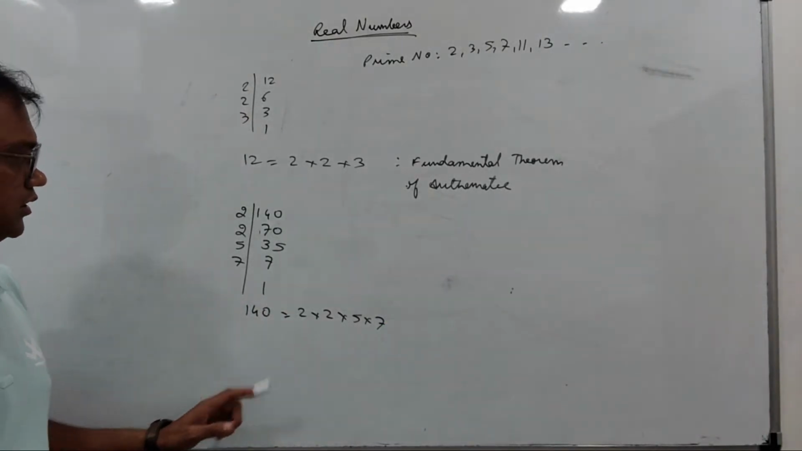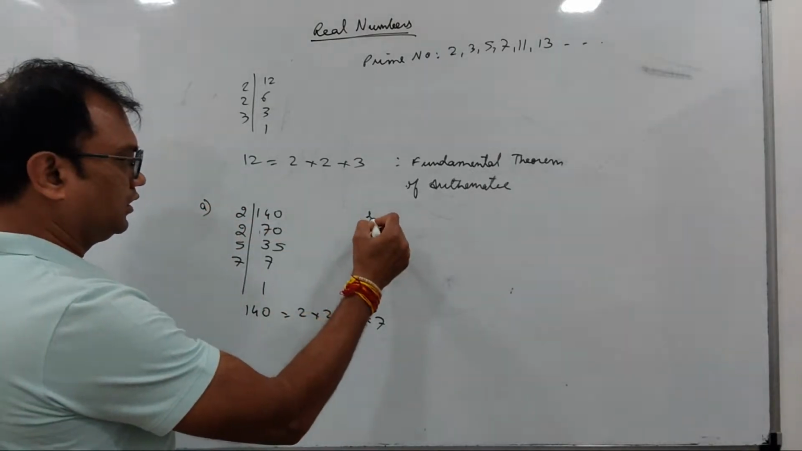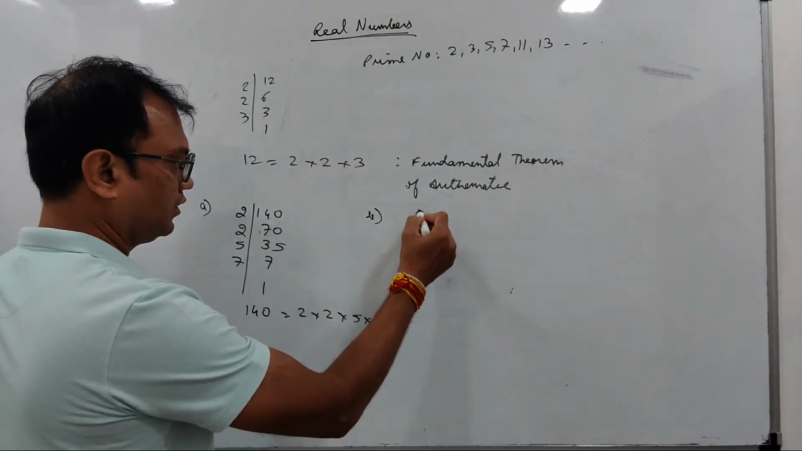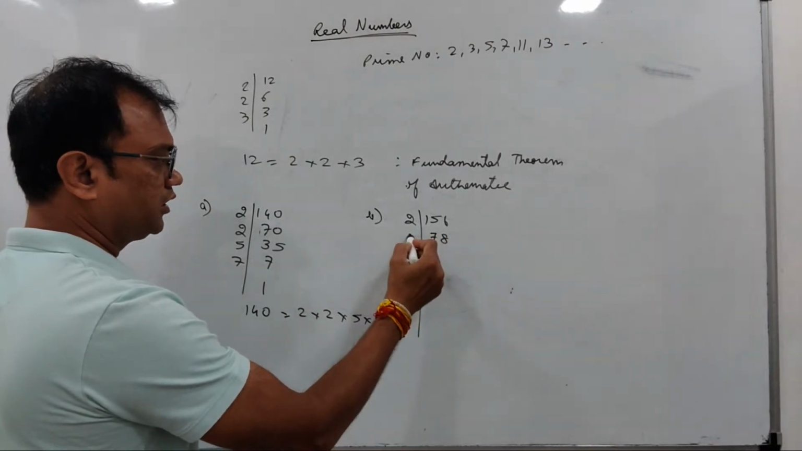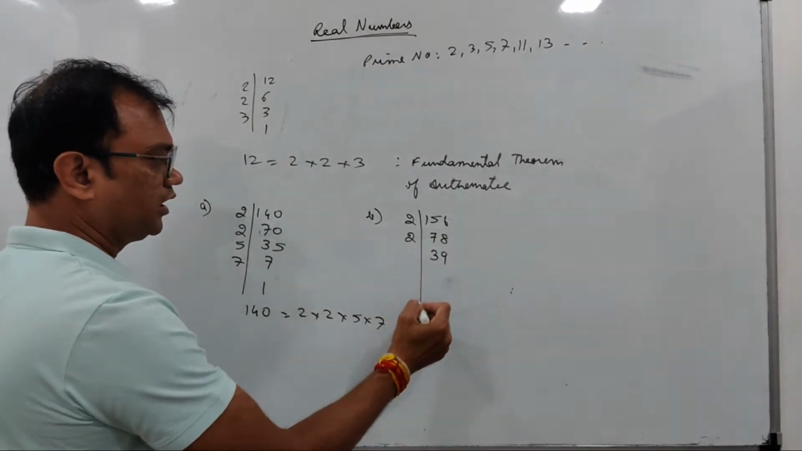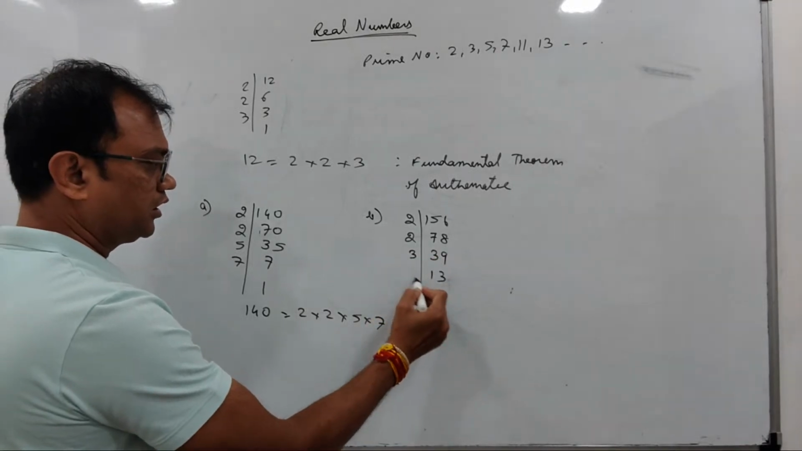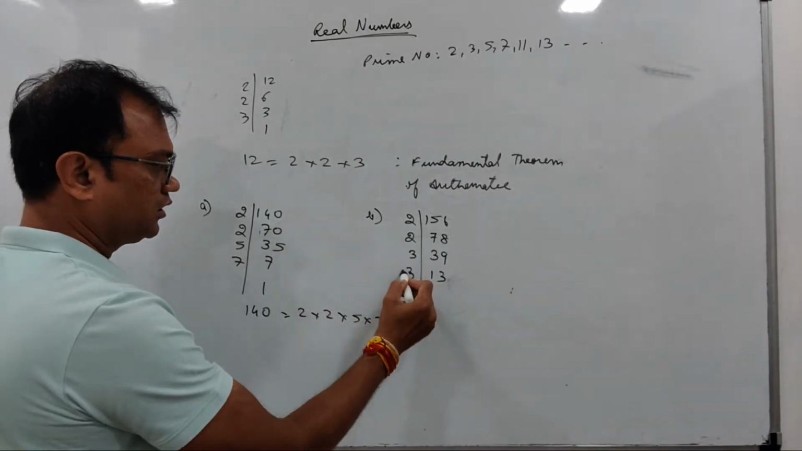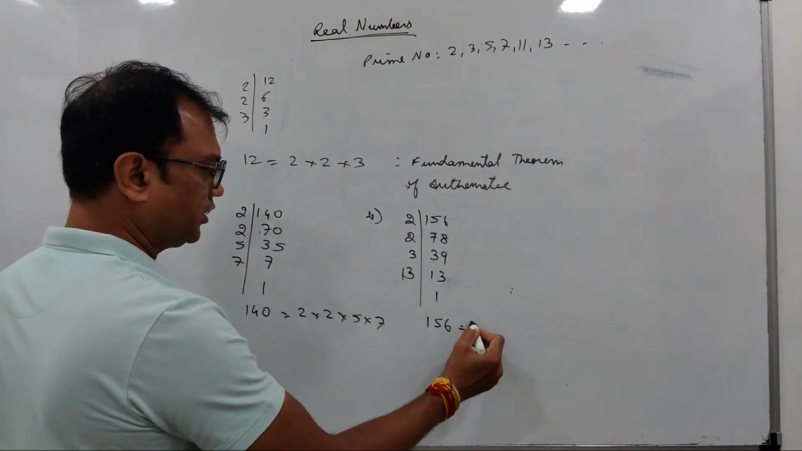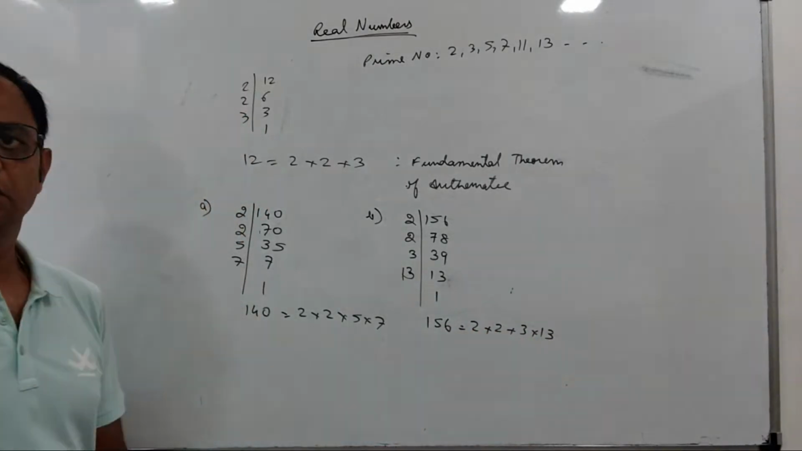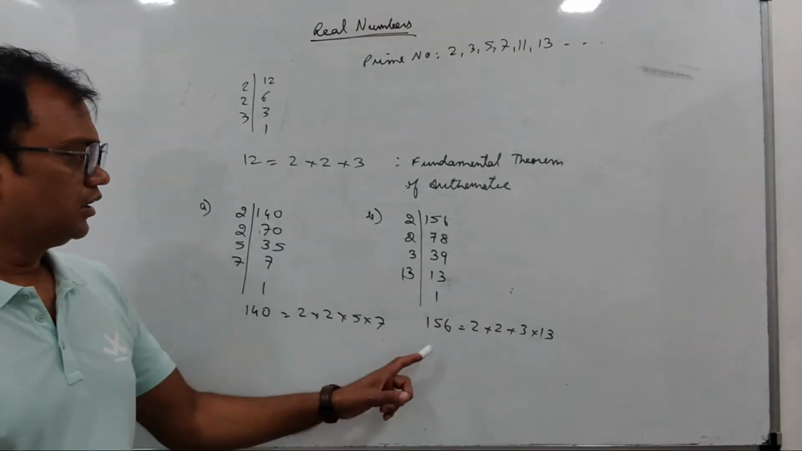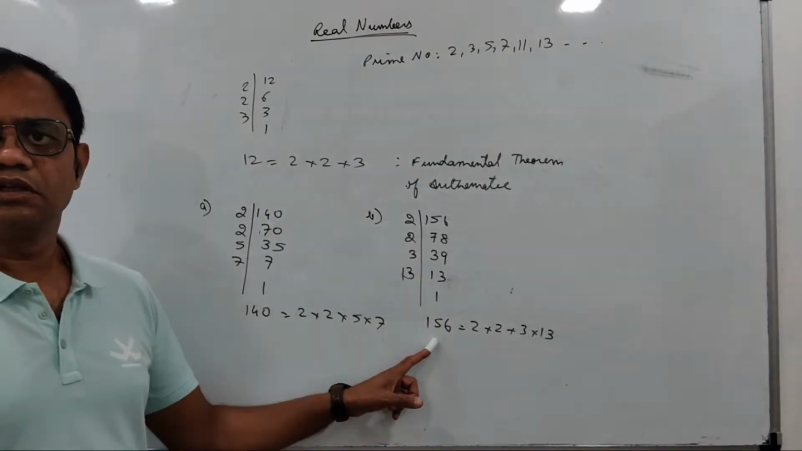One more I will do. The second one is 156. So 2, 78, 2, 39, 3, 13, 13, 1. So 156 can be written as 2 into 2 into 3 into 13. So this is what you have as the product of primes.